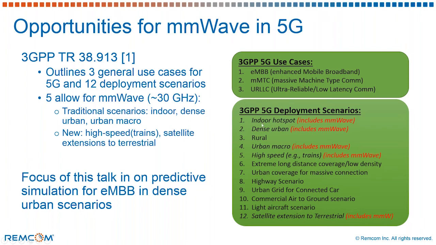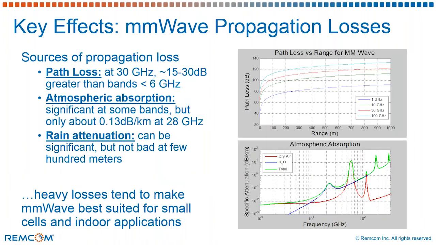Some of the specific opportunities for mmWave and 5G are outlined in the 3GPP report shown on the screen. This report outlines 3 general use cases for 5G and 12 deployment scenarios shown to the right. 5 of the deployment scenarios allow for mmWave options. 3 of these are traditional, including indoor hotspots, dense urban environments, and urban macro environments. And there are also some new ones such as high-speed trains and satellite extensions to terrestrial propagation. The focus of this talk is on predictive simulation for enhanced mobile broadband in dense urban scenarios.